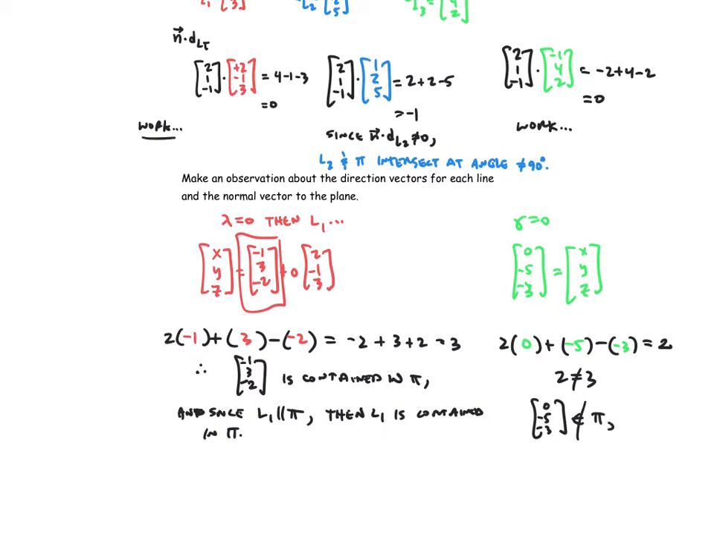And if it's not contained in pi, since L3 is parallel to pi, then L3 is also not contained in pi. And this is kind of redundant, but now you can say that L3 is non-intersecting and parallel to pi. Okay, that's it for that question. Let's continue on to the next.